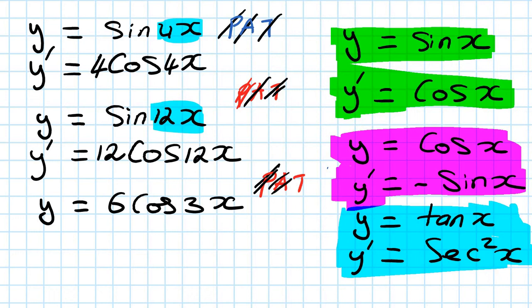Which is angle we do now. So angle is 3x. The derivative of 3x gives me 3. But 6 is in front, 6 is a constant. So 3 times 6 is 18. Done with angle. Now trig is cos. Derivative of cos gives you minus sine.